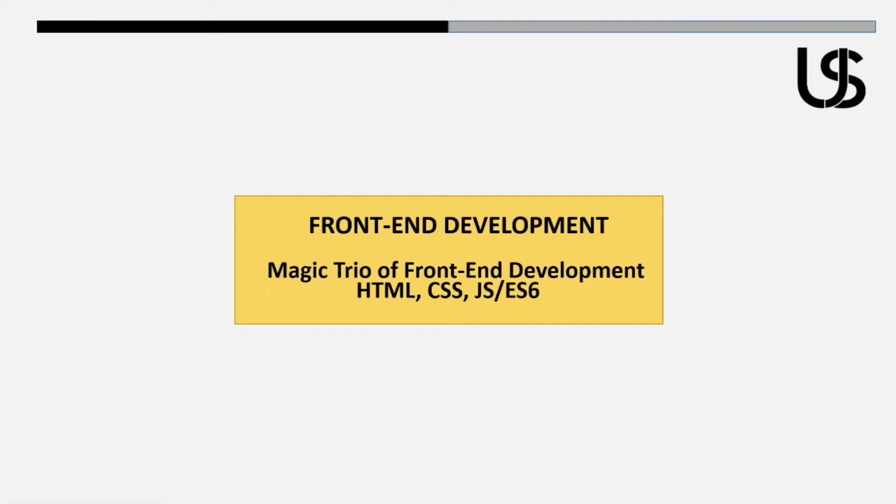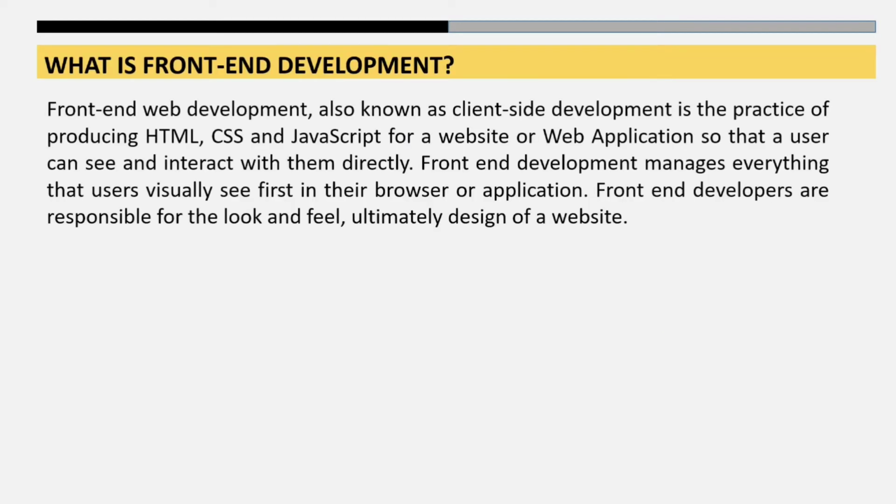So we will start with front-end development. Front-end development has a magic trio, that is HTML, CSS, JavaScript, which are the building blocks of getting started with front-end development of your website. We'll see all of them one by one. But before that, let's understand what is front-end development, or we call it front-end web development, or we can also call it client-side development.